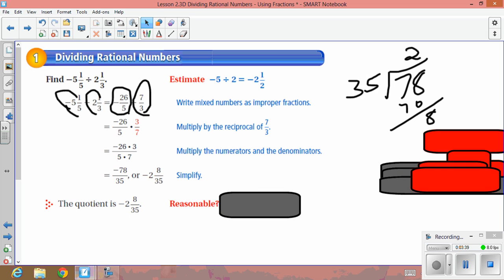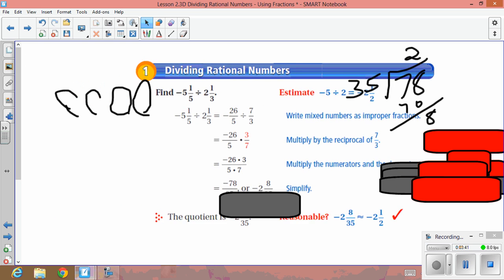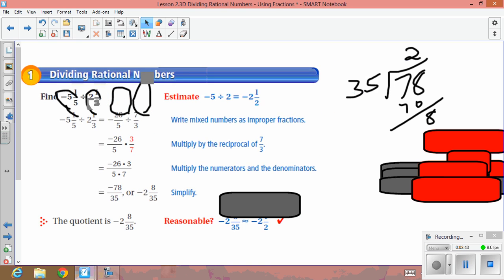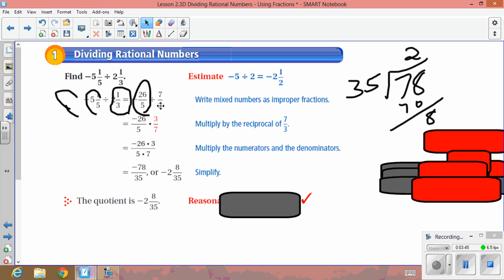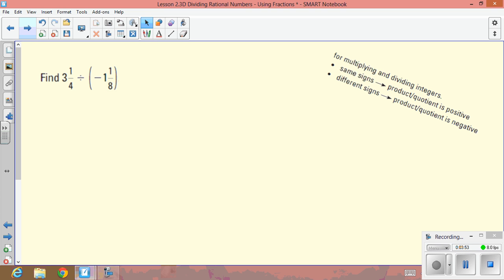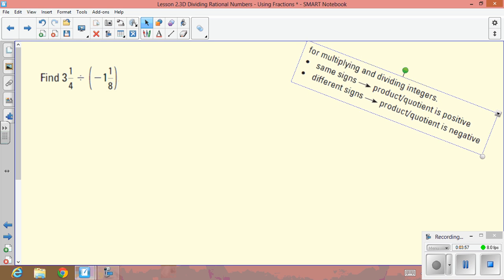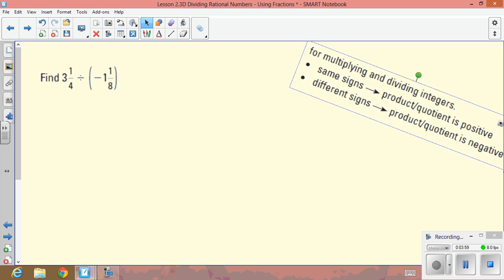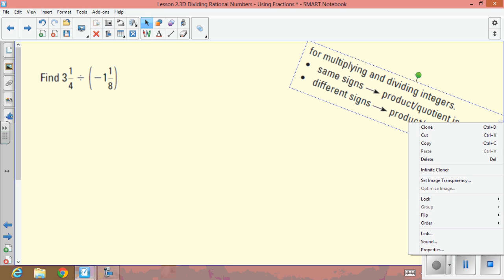So the quotient, remember quotient means the answer to a division problem. And was our answer about 2.5 reasonable? Yes. So over here you'll see a quick reminder of your positive and negative rules. So if you need to write this down, please go ahead and do so.